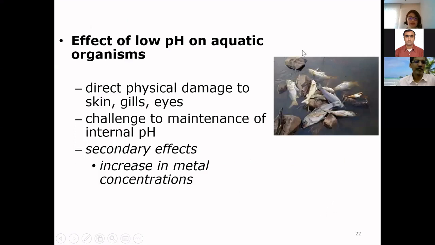Of course, this unfavorable environment affects the aquatic life, and their effects are direct physical damage to skin, gills, eyes, challenge to maintenance of internal pH, or increase in metal concentrations.